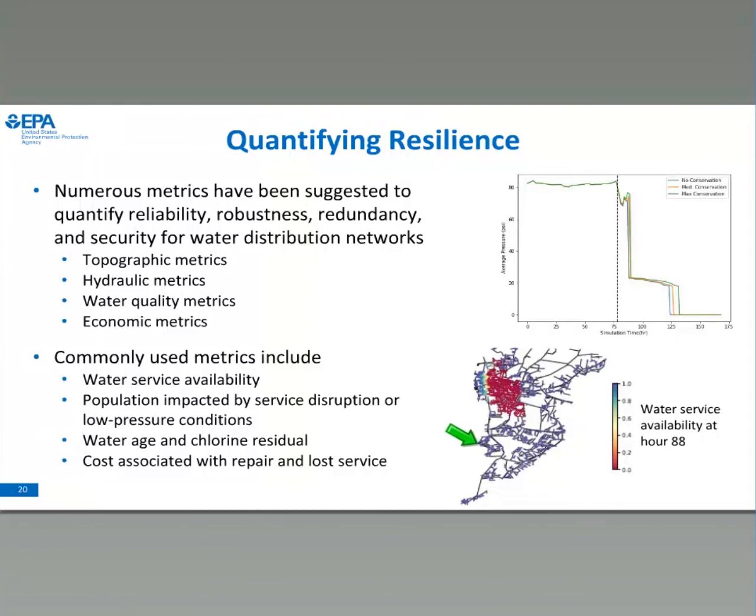This is also looking at another graph, looking at the water service availability at a specific hour in the simulation. And so again, this metric ranges from 0 to 1, and this general downtown area is basically the red, so it's not receiving any of the demand that the customers requested, versus maybe the suburbs area, which are receiving a greater percentage of the water that they had requested. So these are different ways to graphically display this resiliency information to the utility itself.